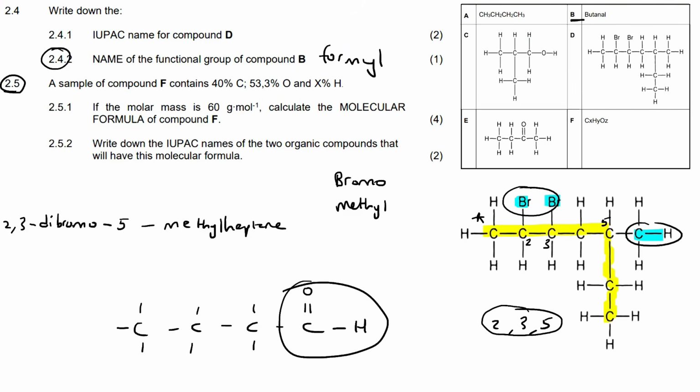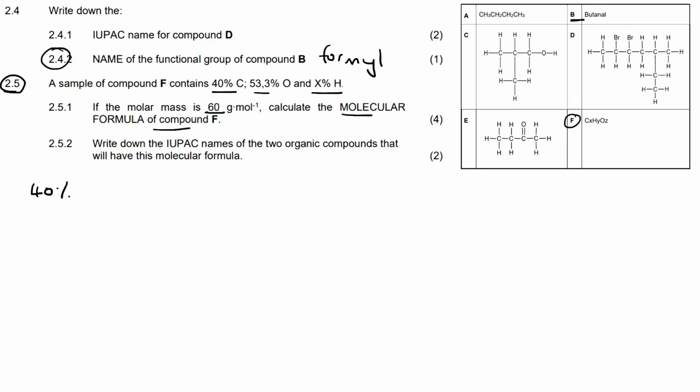This question says, a sample of compound F, which is this one here, contains 40% carbon, 53% oxygen, and so on. If the molar mass is 60, calculate the molecular formula. This is empirical and molecular formula stuff. So we have 40% carbon. If you know how to do empirical formulas, this is just easy marks actually. 53.3% oxygen, so specific. And then X% hydrogen.